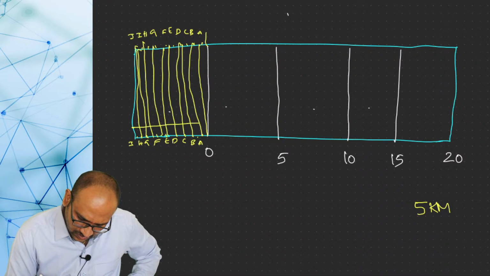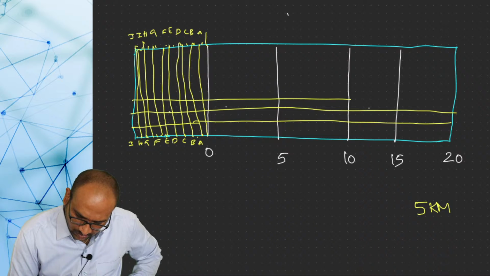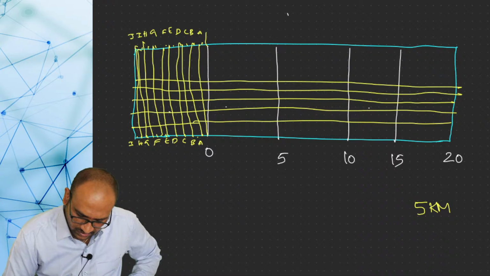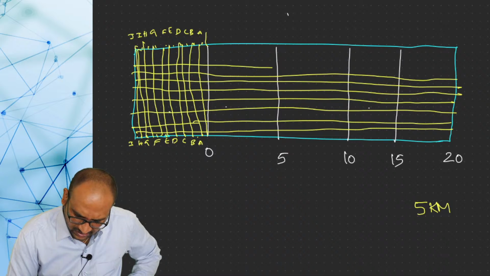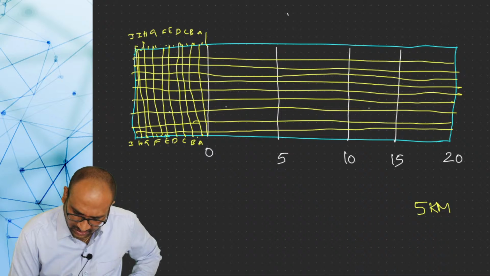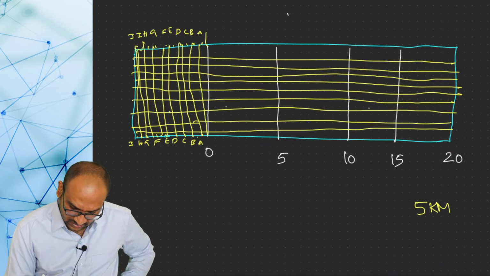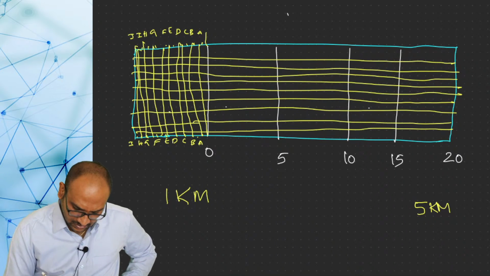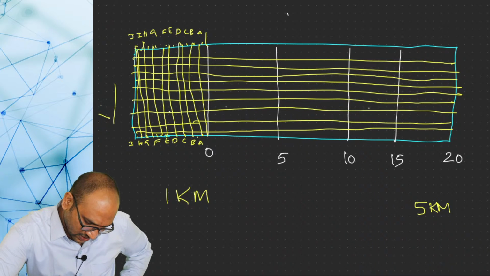1, 2, 3, 4, 5, 6, 7, 8, 9 and 10. You divide this box into 10 equal parts. So here each division measures 1 kilometer, and here each division measures 1 hectometer.